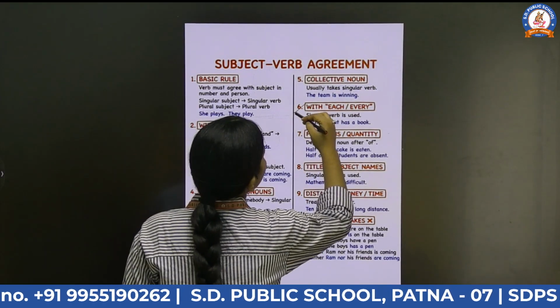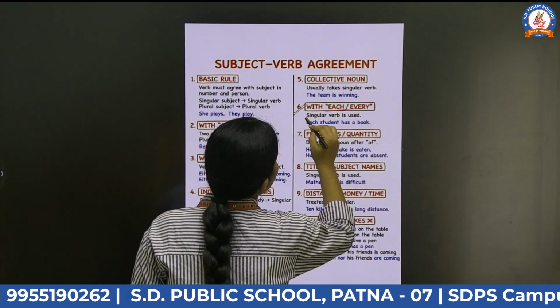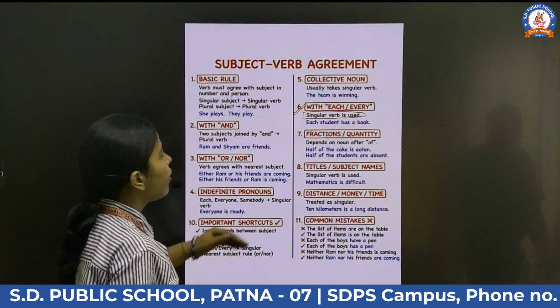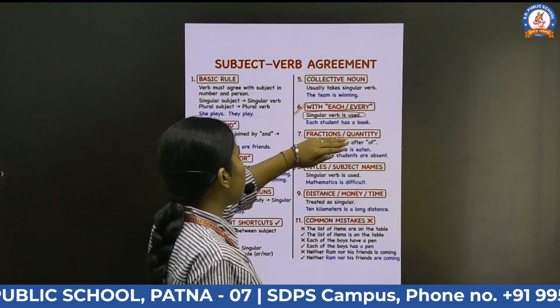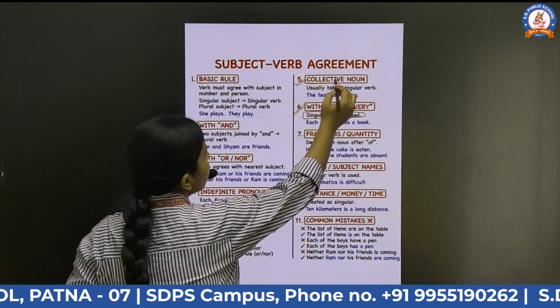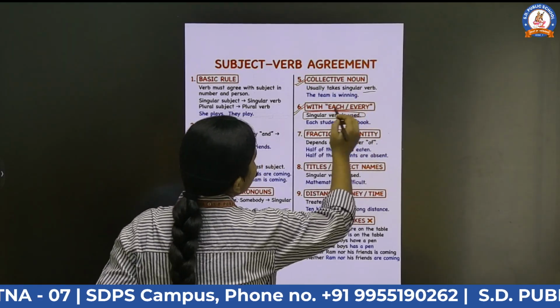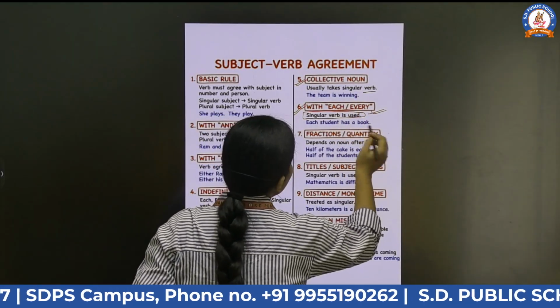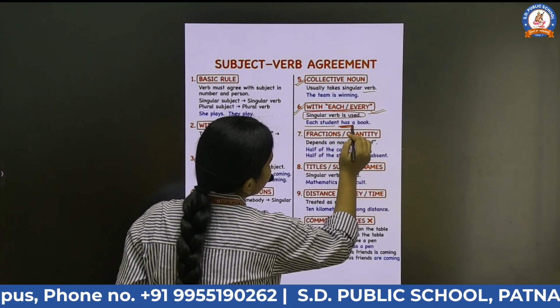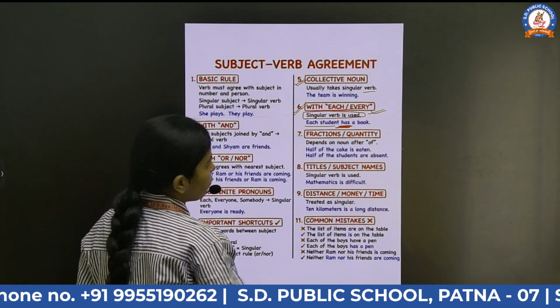Next one is with each and every. Singular verb is used. With each and every, also the singular verb will be used. Must remember that the collective noun will always use a singular verb. Each and every will always use a singular verb. For example, each student has a book. Here the word has is a singular verb, right?